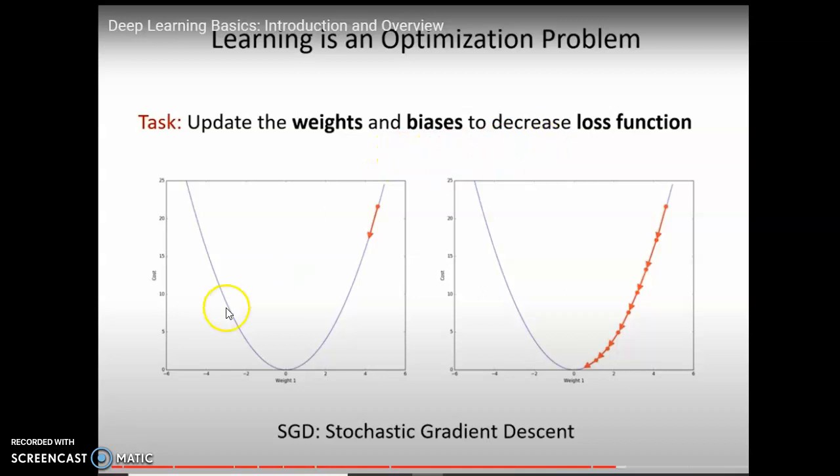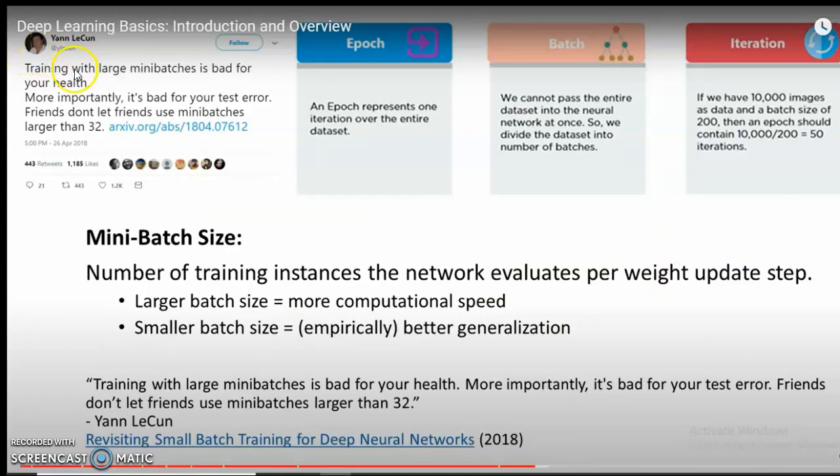Using the loss function, update the weights. SGD, stochastic gradient descent. Training with large mini batches is bad for your health. More importantly, it is bad for your test error. Friends, don't let friends use mini batches larger than 32.